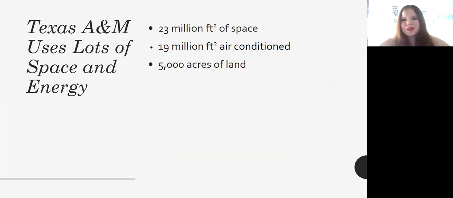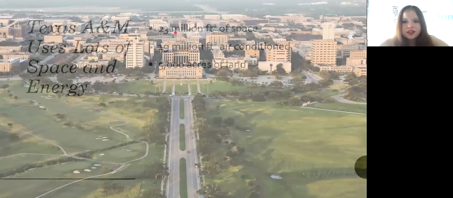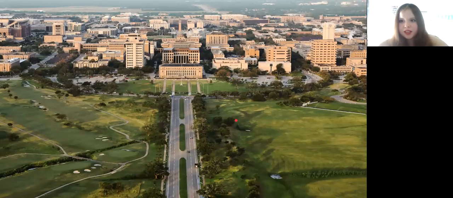So, as we know, A&M is a big school. 23 million square feet of space, 19 million of which are air conditioned, and it's located on 5,000 acres of land. She's a beauty, but she big.